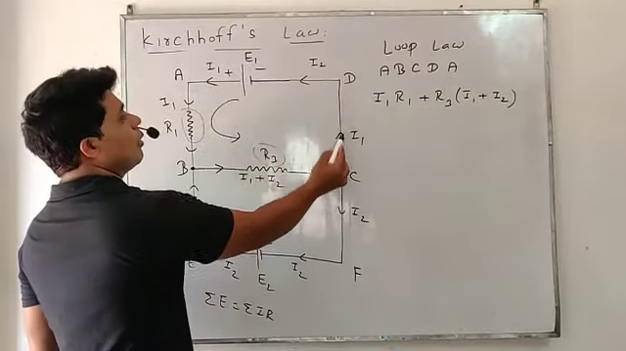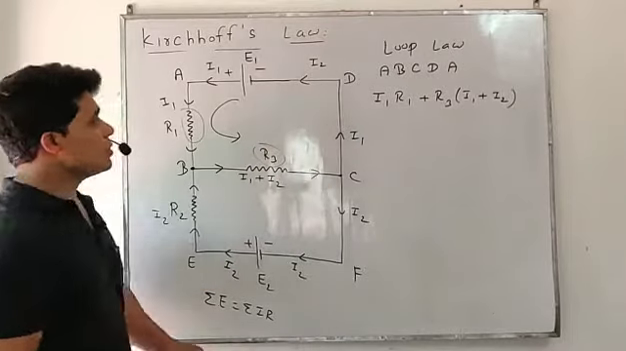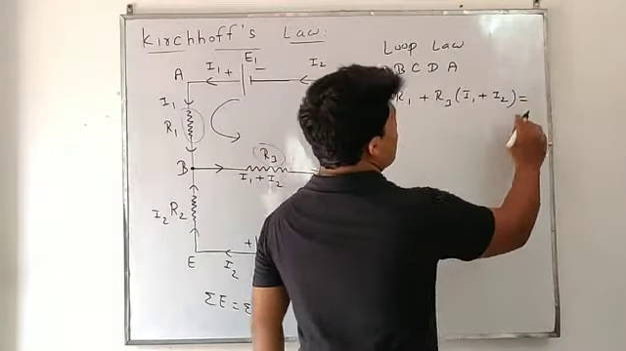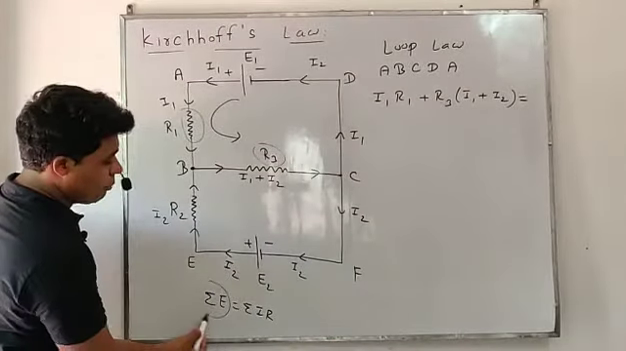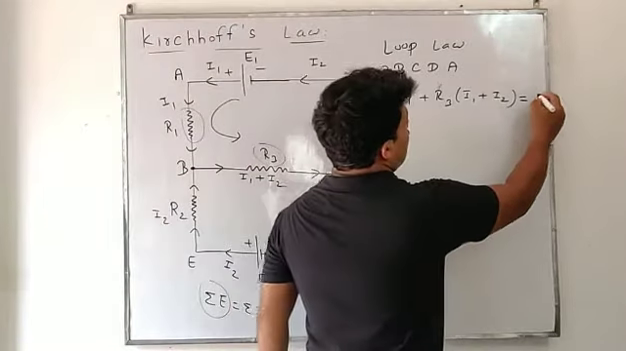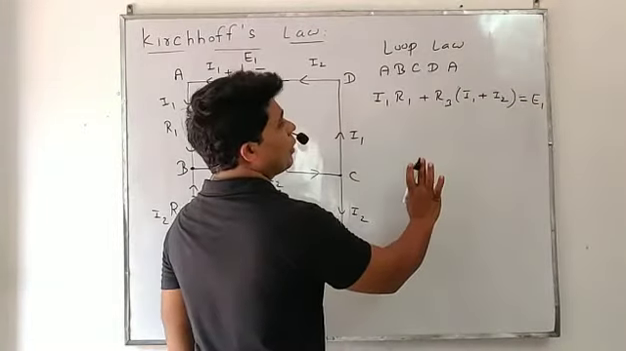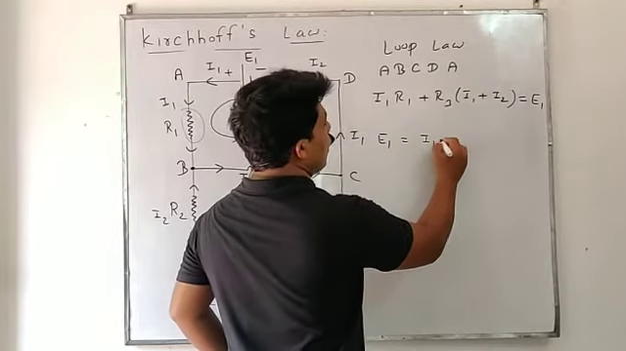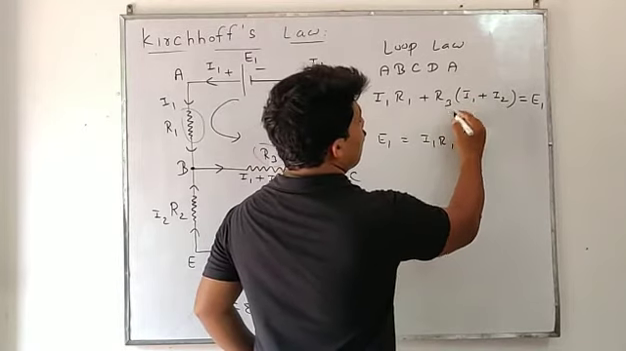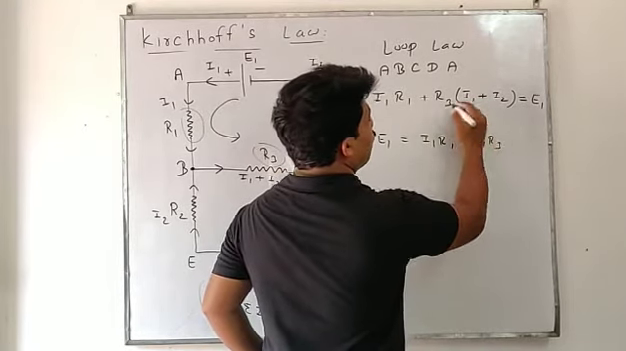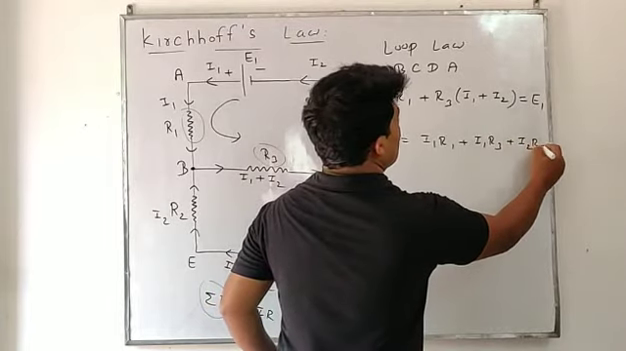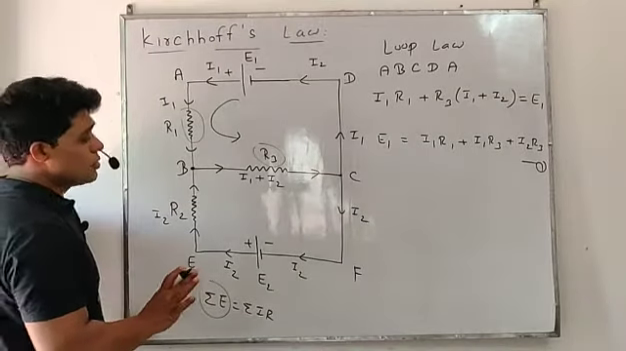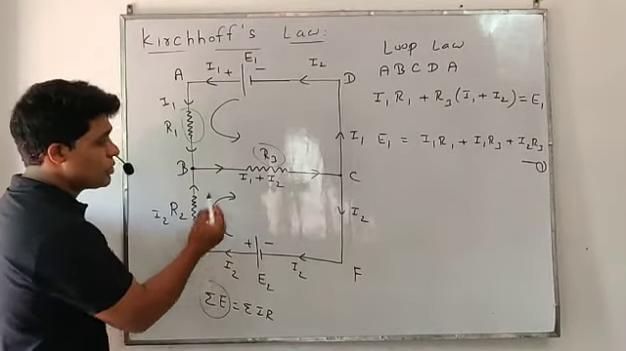Then we come to the negative terminal. There is no resistance there. As per sigma E equals sigma IR, the EMF of the cell is E1, so on the other side we write E1. We can arrange this equation as E1 equals I1 R1 plus I1 R3 plus I2 R3. This is equation number one.